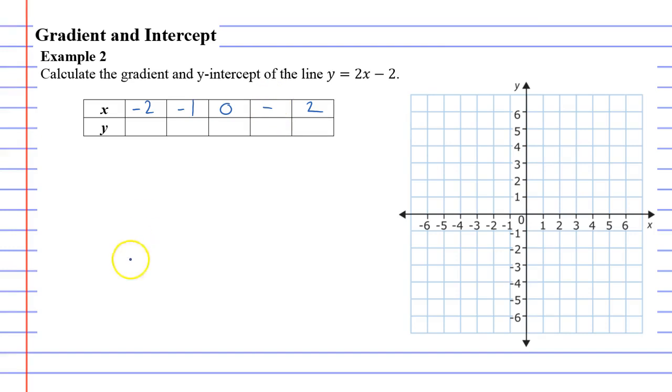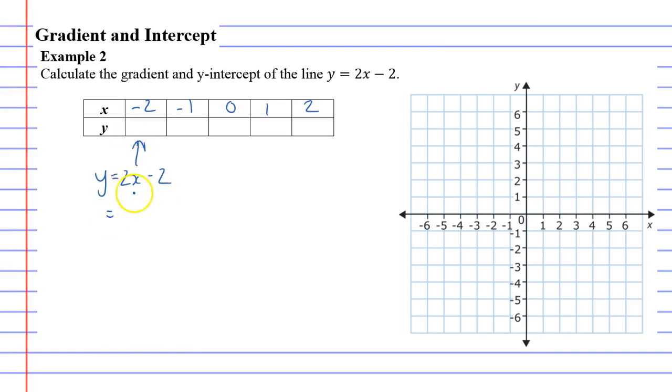Example 2 wants you to calculate the gradient and y-intercept of the line y equals 2x minus 2. Alright, so we've got our table here, and we learned earlier usually we just go from -2 to 0, then to +2. And we substitute each of these numbers into the formula we are given. So we're given the formula y equals 2x minus 2.